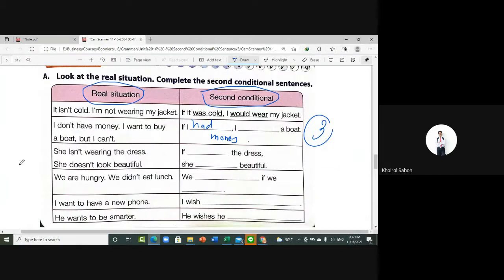Okay, number two. She isn't wearing the dress. She doesn't look beautiful. แปลว่าเธอไม่ได้สวมใส่ dress นั้น เธอเลยดูไม่สวย. If she wore the dress, she would look beautiful. ถ้าเธอใส่ dress นั้นเธออาจจะดูสวย. Next one.